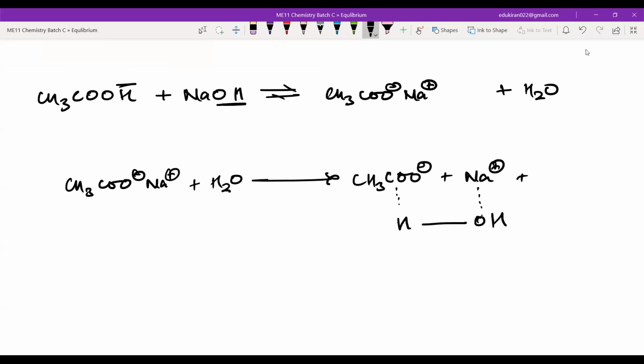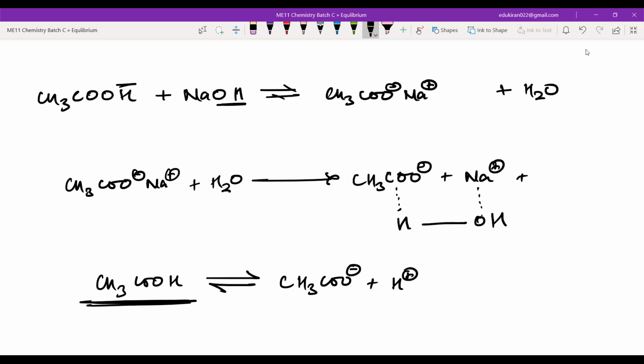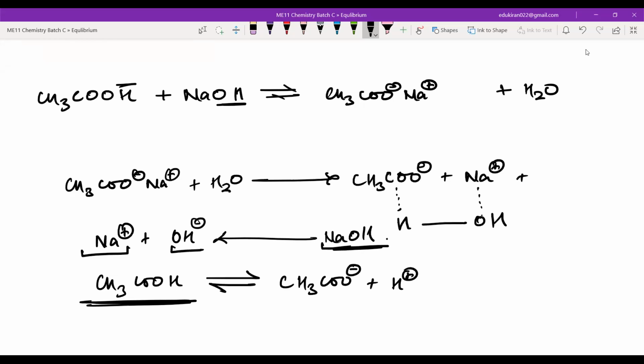But if I see this CH3COO negative, and it combines with the hydrogen of the water, then it is going to form CH3COOH. But this is a weak acid, so it will not be completely dissociated, and it will have CH3COO negative and H positive ions, but there will also be some molecules of acetic acid there. But Na positive in water, if it reacts with OH negative of water, is not going to form sodium hydroxide, because we know sodium hydroxide is completely dissociated. So we'll have Na positive and OH negative, but no molecules of NaOH.